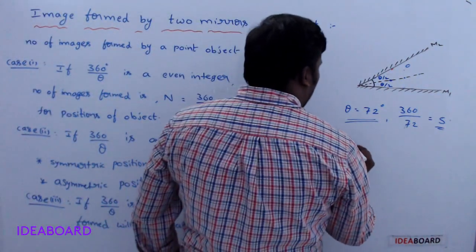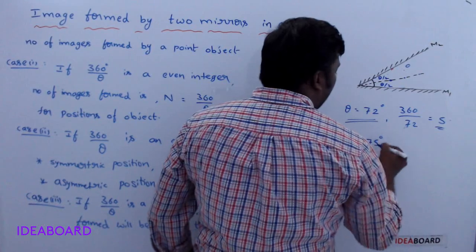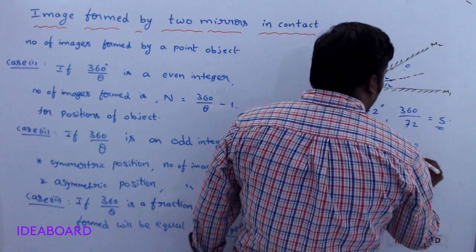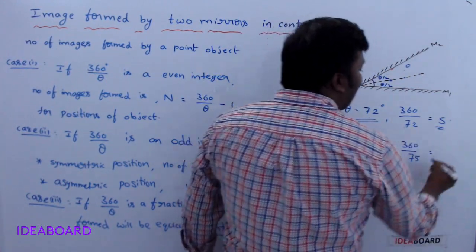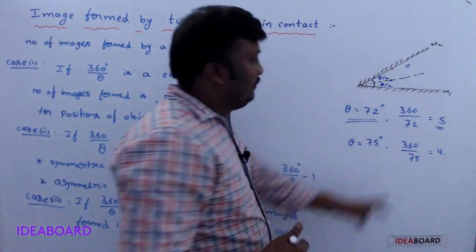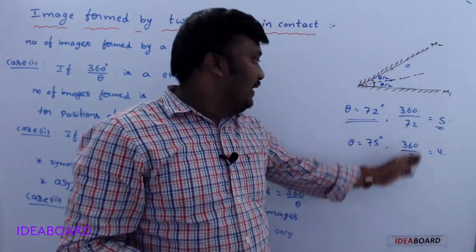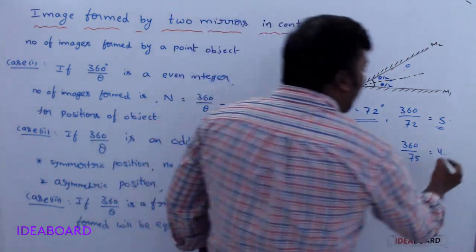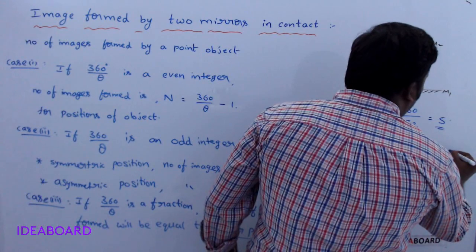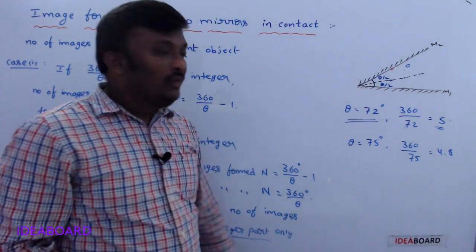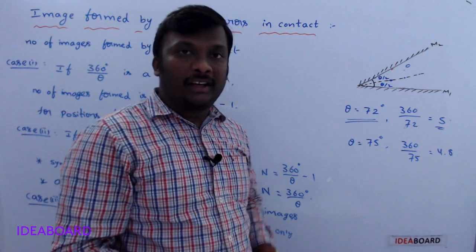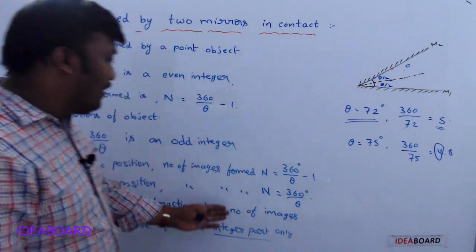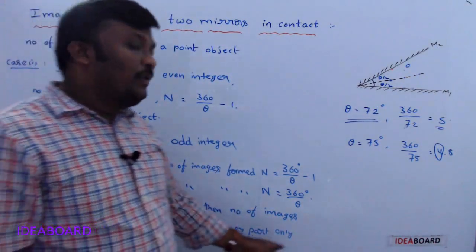Suppose you take theta as 75 degrees. 360 by 75, no doubt the answer comes as 4 point something, because when the denominator increases, the value automatically decreases. If you divide 360 by 75, you get 4.8. What is the integer part? 4. So the number of images formed is only the integer part, 4.